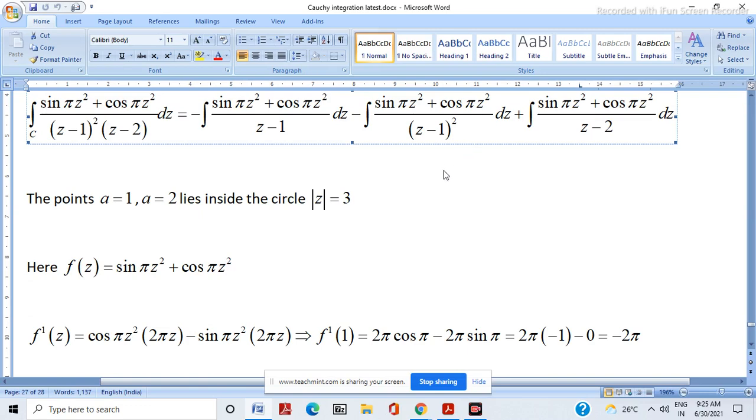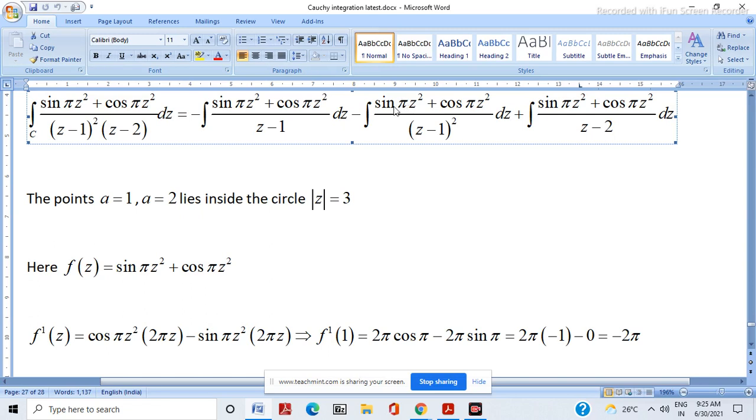You should write whichever theorem you are applying; that statement you should write it. Now Cauchy's generalized integral formula, what is the formula? Integral over C of f of z dz by (z minus a) power n plus 1 equals 2 pi i by n factorial f^n of a.